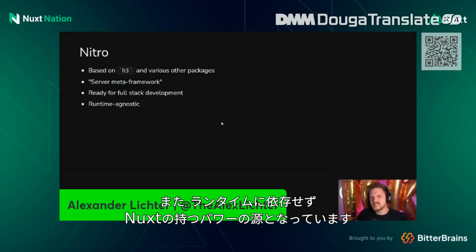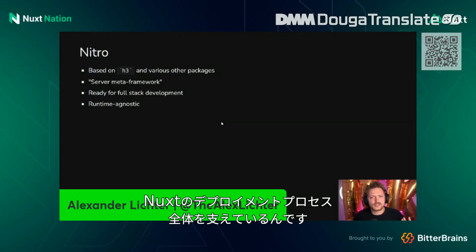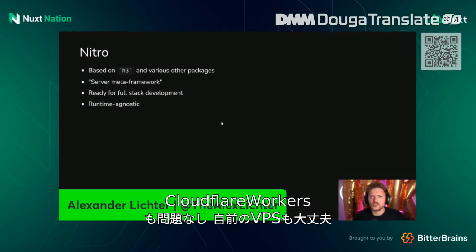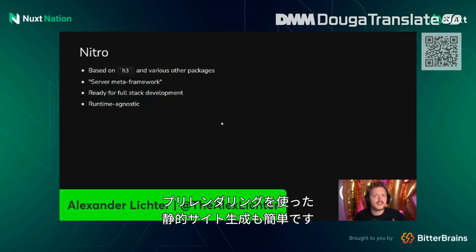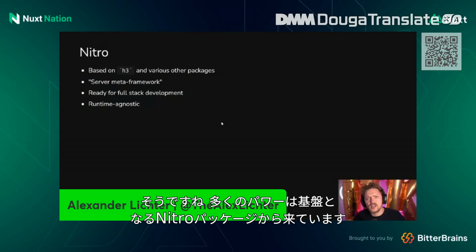It's also runtime agnostic, and it's responsible for the power that the whole deployment process of Nuxt has, right? Say Cloudflare Workers, not a problem. Your own VPS, not a big deal. Static site generation, like pre-rendering, easy peasy, and much more even. So a lot of power comes from the underlying Nitro package.